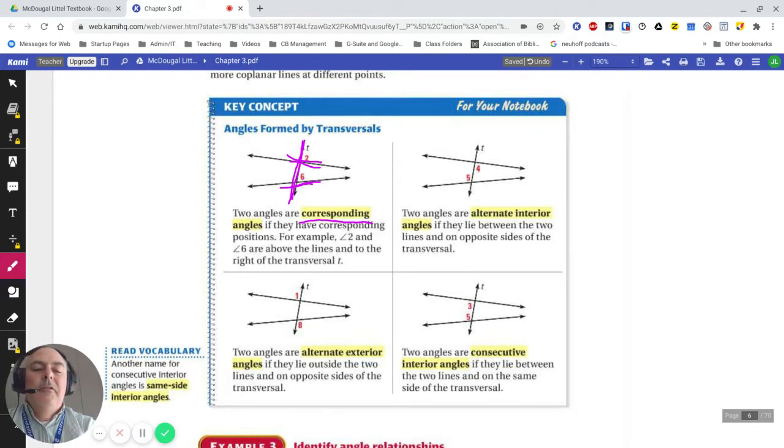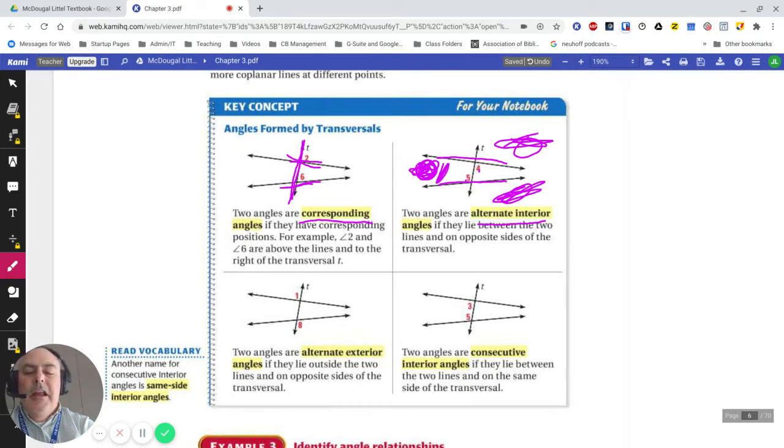When I think about my two lines and my transversal, I have angles that are going to be on the inside or the interior, and angles on the outside, which would be the exterior. So if I have two angles on the interior, they're inside or between my original lines, on opposite sides of the transversal, they're alternate interior angles. Same way, if I have two angles that are outside my original lines and on opposite sides of the transversal, I have alternate exterior angles.